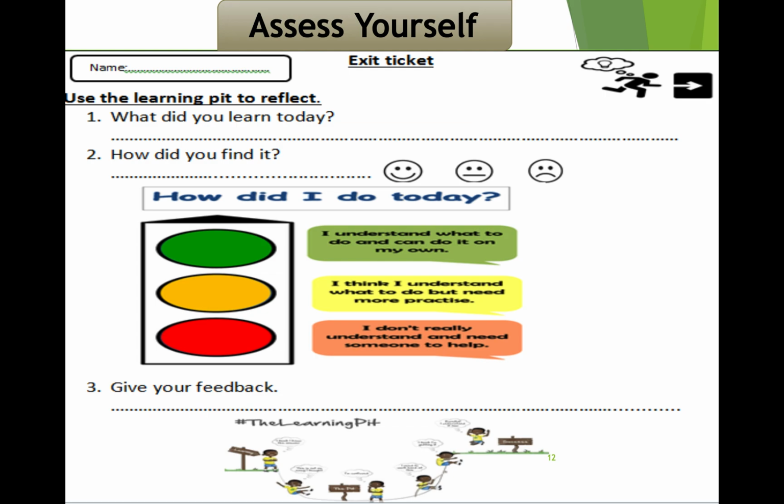Alrighty, so at the end of this lesson, please assess yourself and give your feedback to your teacher. Make sure you check your student portfolio for any tasks assigned on Class Dojo, and thank you very much.